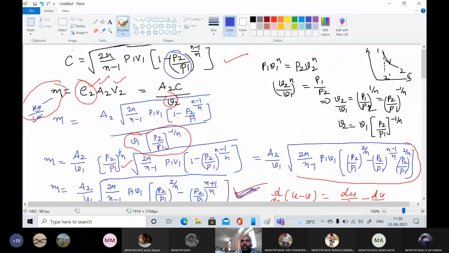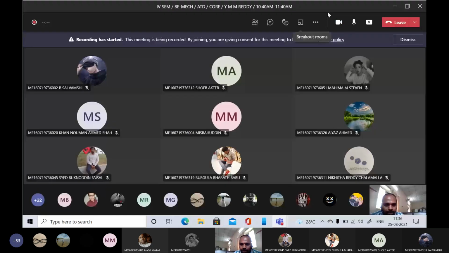Okay, and after this tomorrow we'll discuss the area, velocity, pressure relationship for the nozzle. Okay, so any doubts?